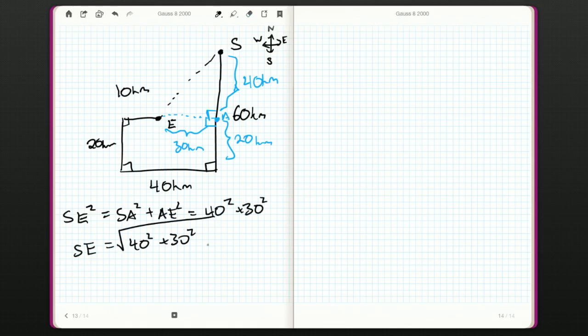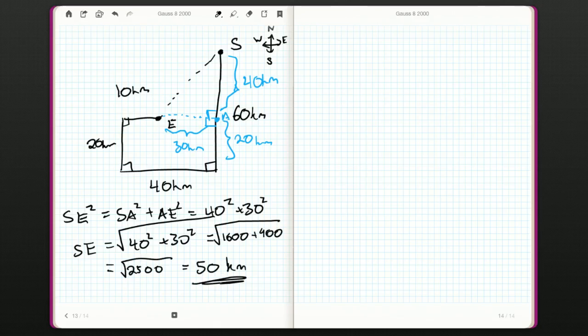That square root sign sort of got out of hand there. So that's going to be the square root of 1,600 plus 900, which is the square root of, when we add those together, we get 2,500. And when we take the square root, we get 50 kilometers. So the difference between Jim's start point and his end point, despite his amazingly circuitous journey, is 50 kilometers.